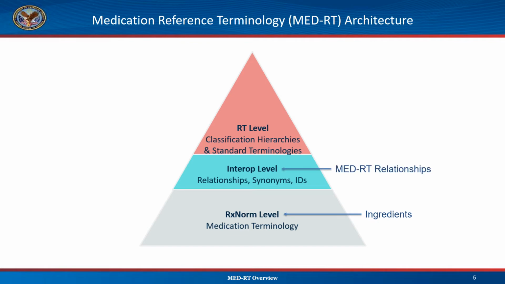The middle of the pyramid represents the interoperability level. This section holds relationships that connect concepts in each level of the pyramid, as well as other attributes like properties, synonyms, and IDs. At the top of the pyramid is the reference terminology level. This section holds the MedRT classification terms, such as the MOAs, PEs, and EPCs. It also contains standard terminologies that we will reference, such as MeSH and SNOMED CT.